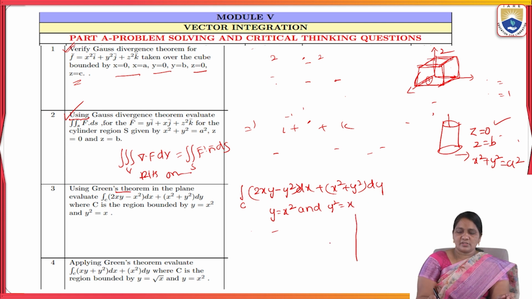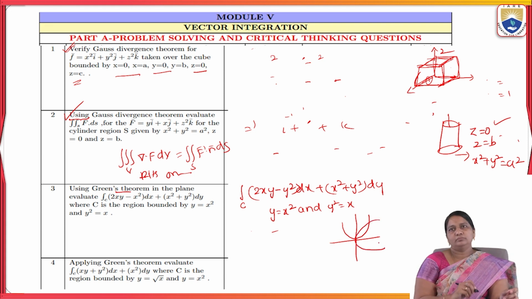So y equal to x square means we can observe like this here, and y square equal to x means this is the graph like this. So here this is the point 0 comma 0, and here this is the point 1 comma 1. So like this you have to take the graph, because based on this only you can calculate the line integral. Why do we need the line integral? First of all, you have to write the statement of the Green's theorem.